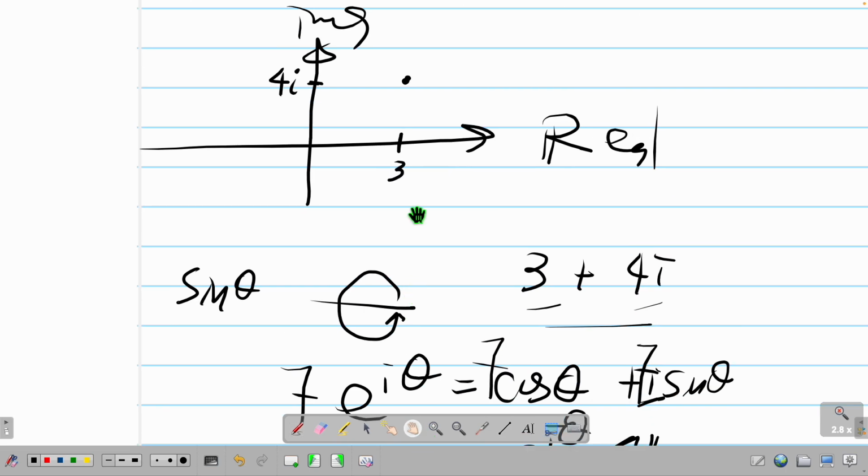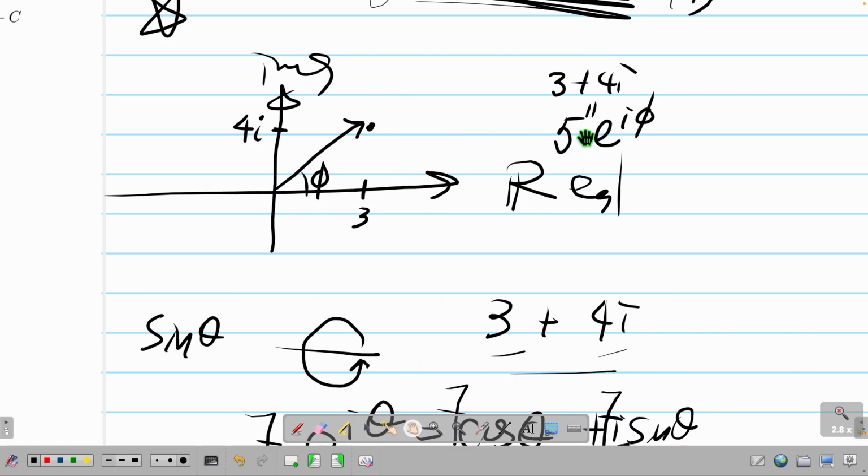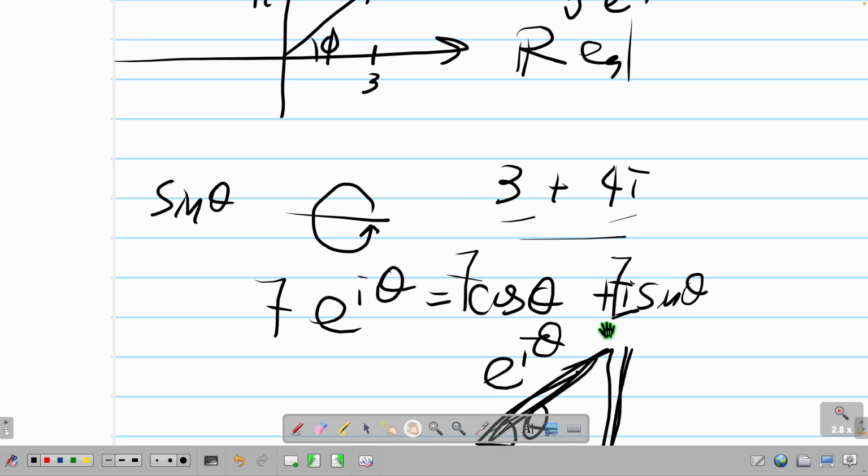So you can think of this as what? This is 3 plus 4i. Pythagoras theorem, this length is 5, right? So it's 5e^(iφ), this angle, right? This angle, I don't know the value, I call it φ, okay? So they are the same thing. That means I ignore the 5, I can always write this x coordinate and y coordinate as a sine and cosine of this angle. So therefore, I have this expression.